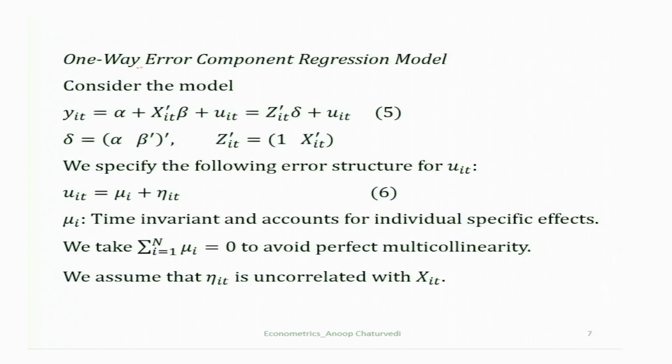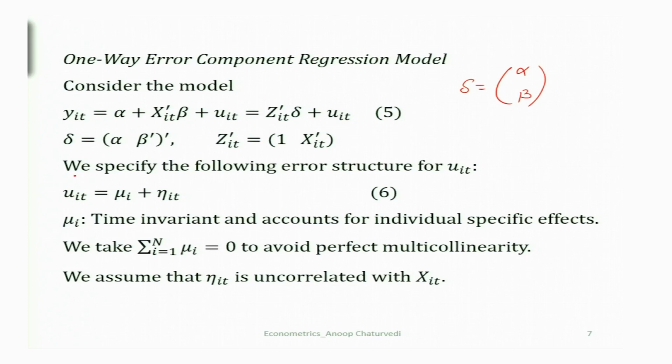Now, we consider the one-way error component regression model. Again, we consider the model y_it equals alpha plus x_it transpose beta plus u_it, or you can write it as z_it transpose delta plus u_it, where delta is (alpha, beta transpose) whole transpose. So, delta is alpha and beta stacked, and z_it transpose is equal to (1, x_it transpose).